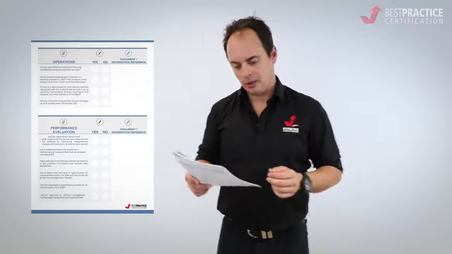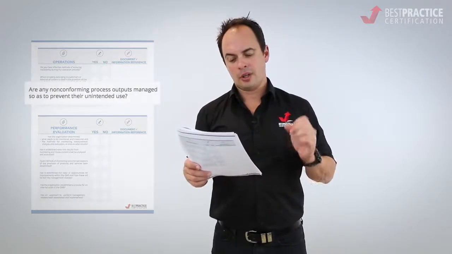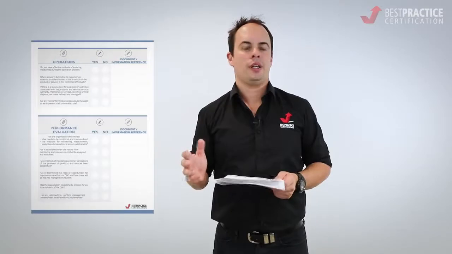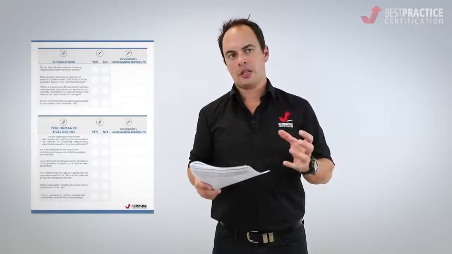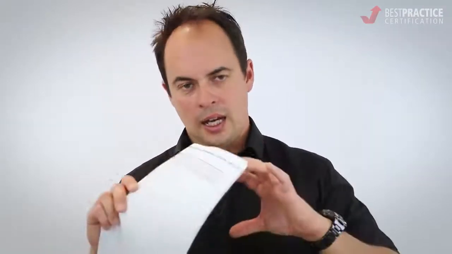And the last question here under operations is, are any non-conforming processes, outputs managed so as to prevent unintended use? And this is the concept of quarantine. If you identify in your process that something's gone wrong, how do we quarantine it? How do we ensure that it doesn't get out into the market, that it doesn't become something that's unsafe for the customer to use? How do we quarantine that? Check it, fix it, maintain it, do what we need to do to ensure that it's safe, meets the customer's requirements before we hand it over.